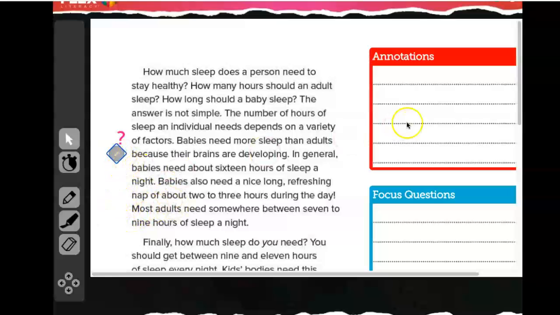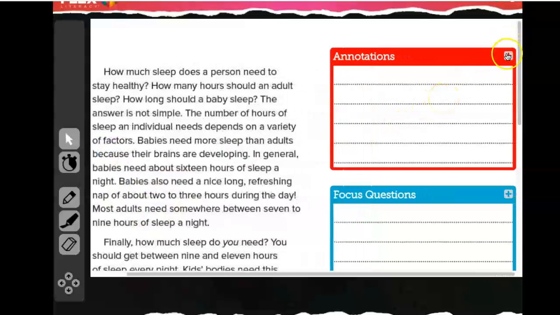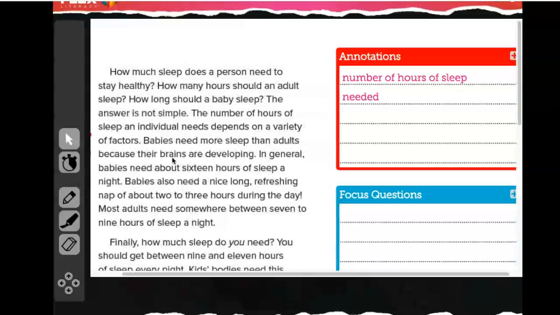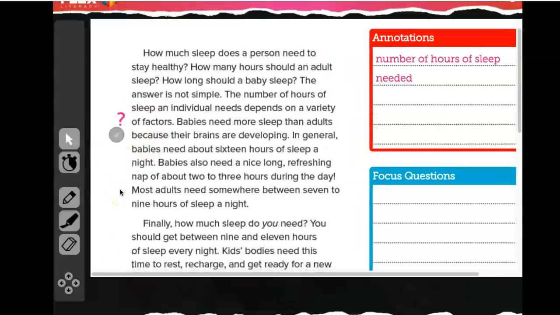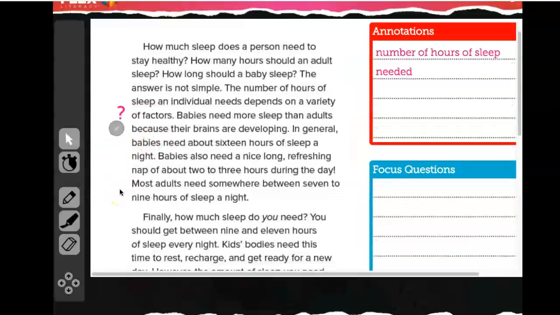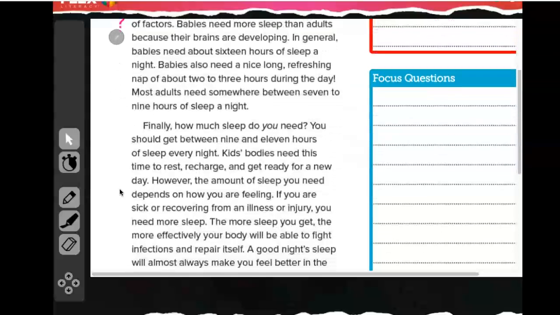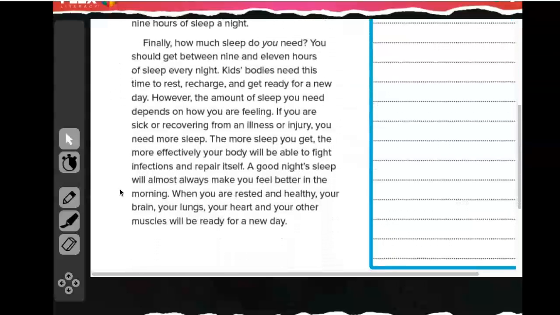So we have this kind of summary of the different needs ranging from babies to adults, right? The number of hours of sleep needed. Most adults needing somewhere between 7 and 9 hours of sleep a night makes sense to me. If you can get a baby to take a 2 or 3 hour nap during the day, you are better at caring for babies than I am, but they do probably need that much, even if they take it in small bites.